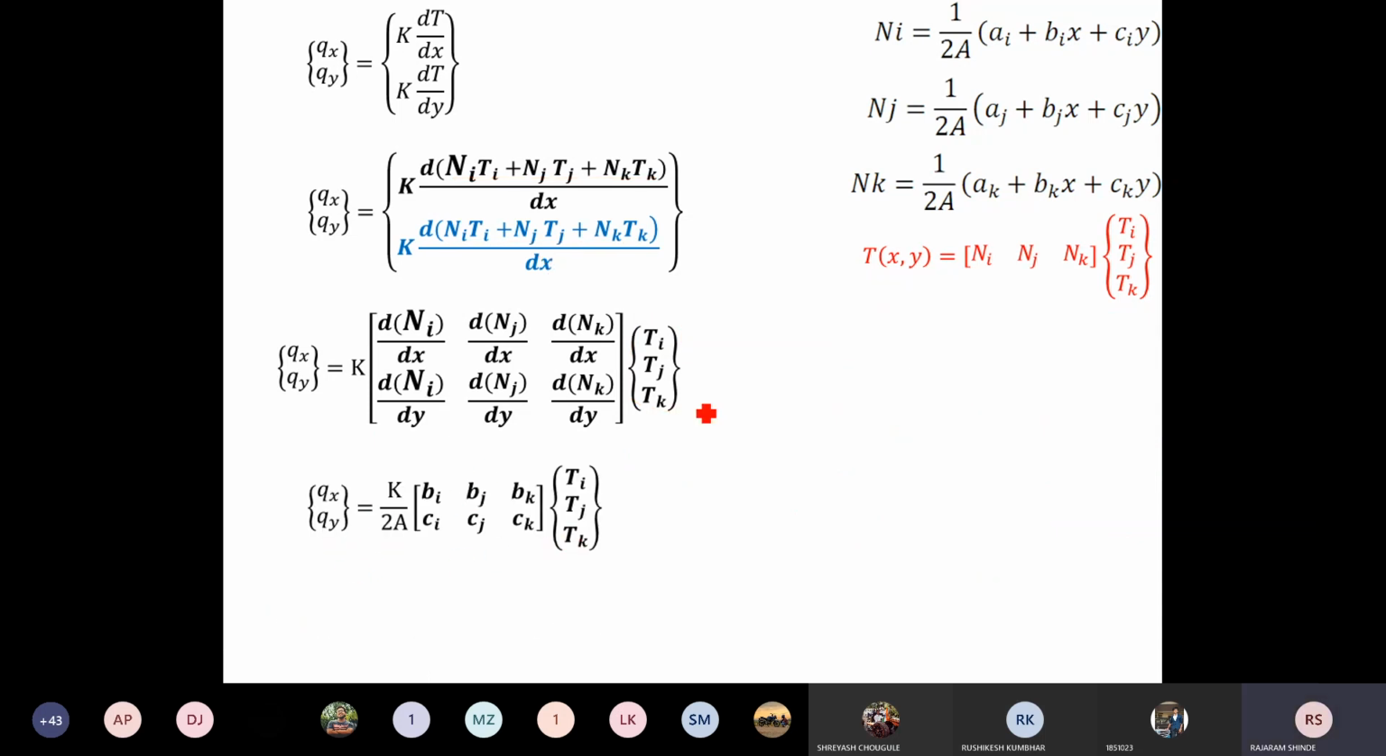You see this one. Any doubt in this equation? If you have doubt, you can ask me. Shreyas Chogule, do you have any doubt? In this equation.